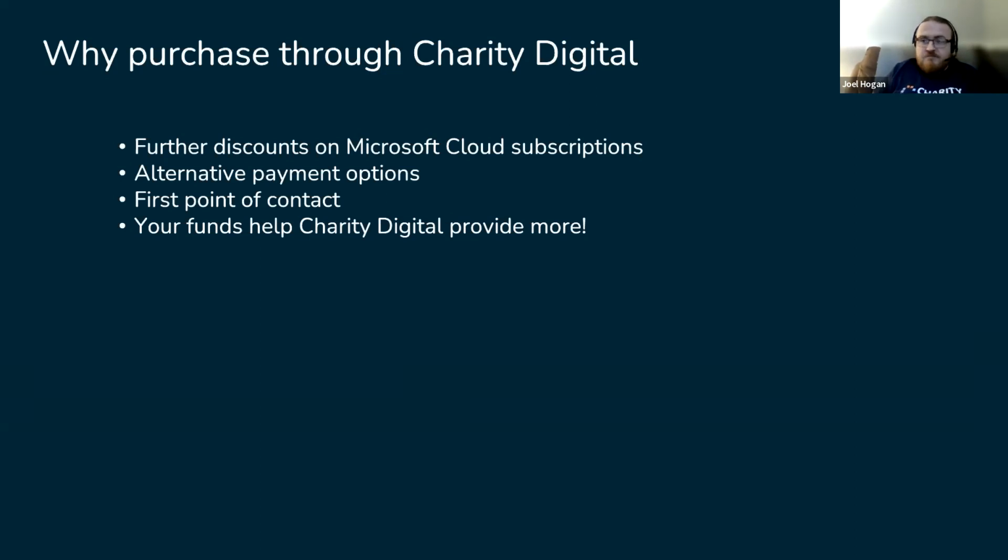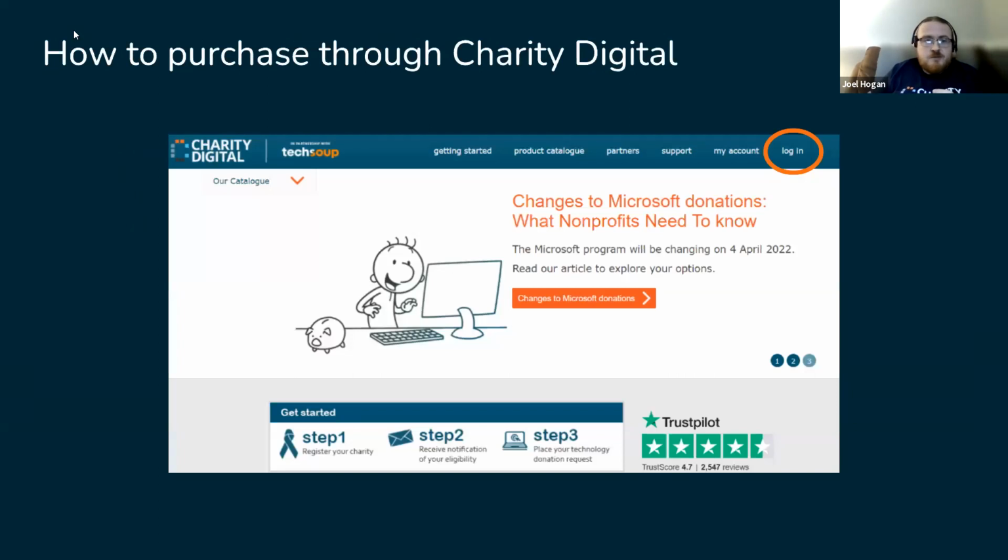And just to briefly go over the next couple of slides, to show you how to purchase from us. Make sure you have a Charity Digital Exchange account and log into your account as per the slide here, the login button. The website is charitydigitalexchange.org. Make sure you log into your organization's account from there.